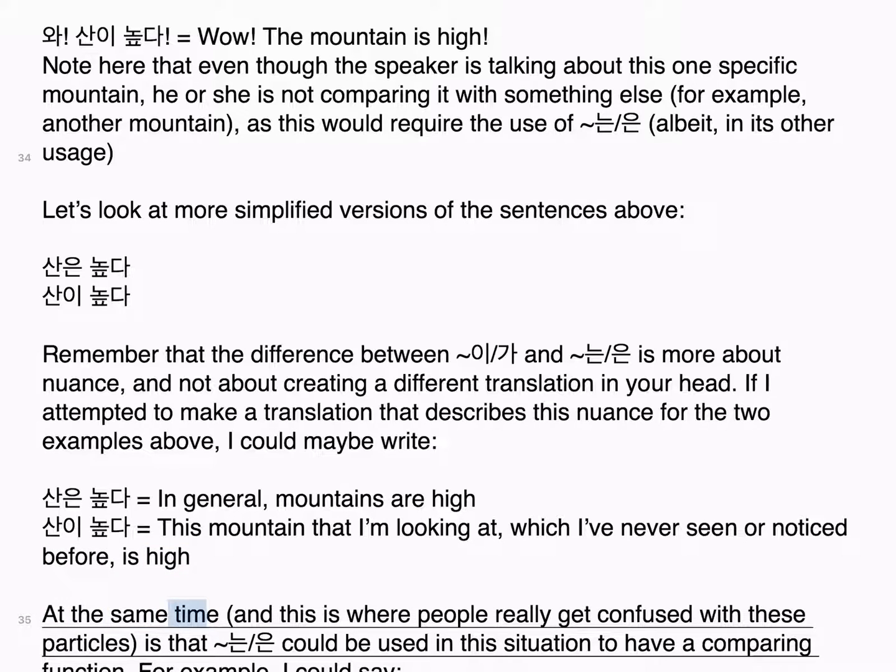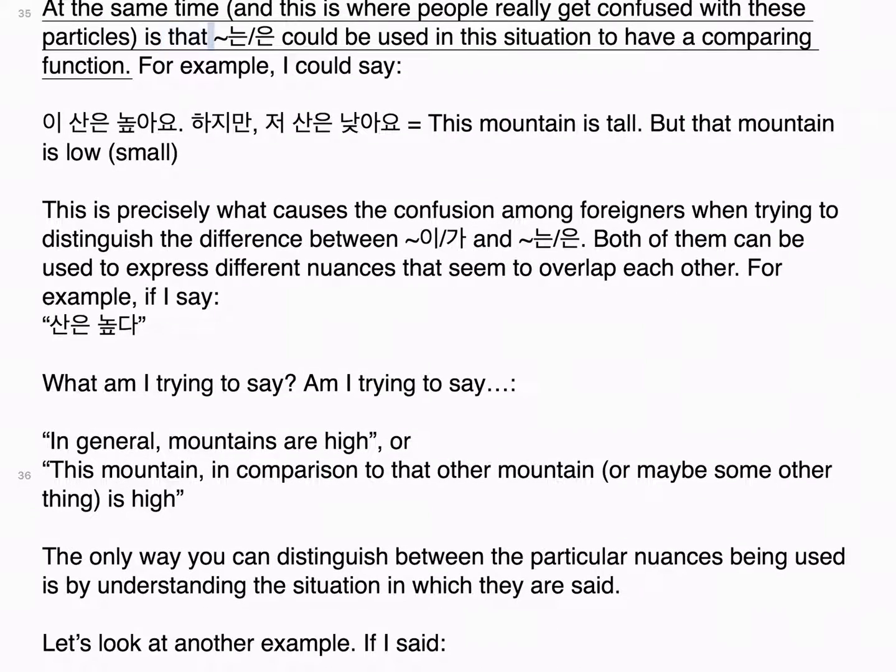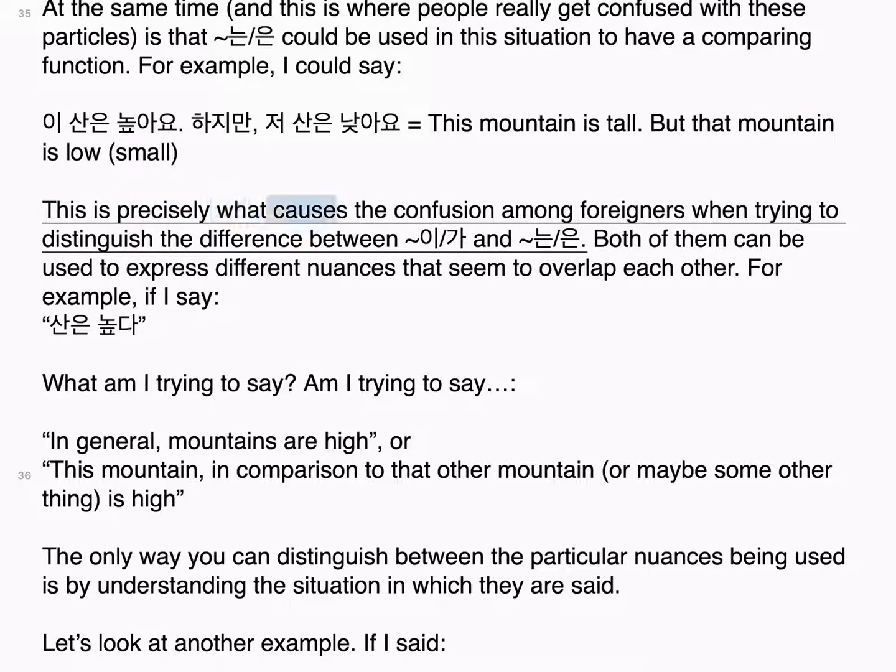At the same time, and this is where people really get confused with these particles, 은/는 could be used in this situation to have a comparing function. For example, I could say, 이 산은 높아요. 하지만 저 산은 낮아요. This mountain is tall, but that mountain is low, small. This is precisely what causes the confusion among foreigners when trying to distinguish the difference between 이/가 and 은/는. Both of them can be used to express different nuances that seem to overlap each other.